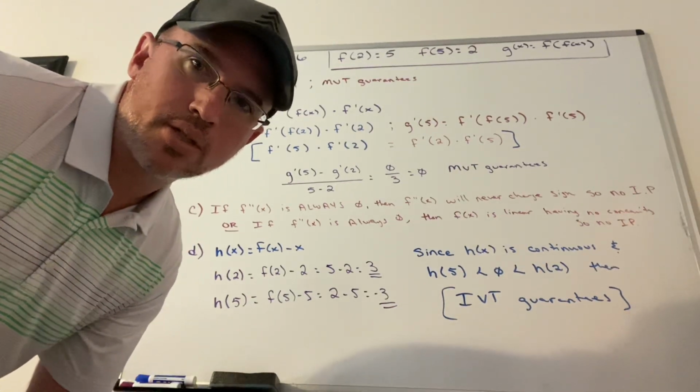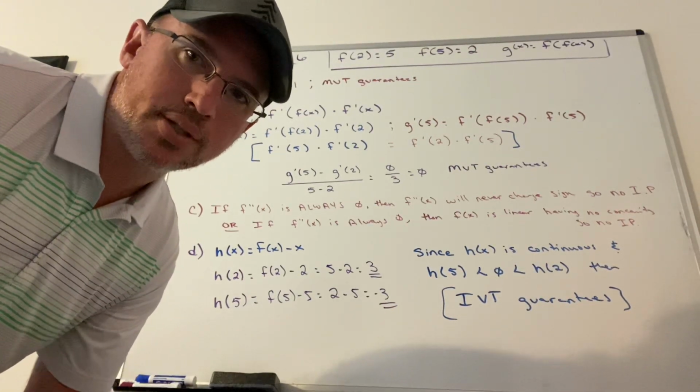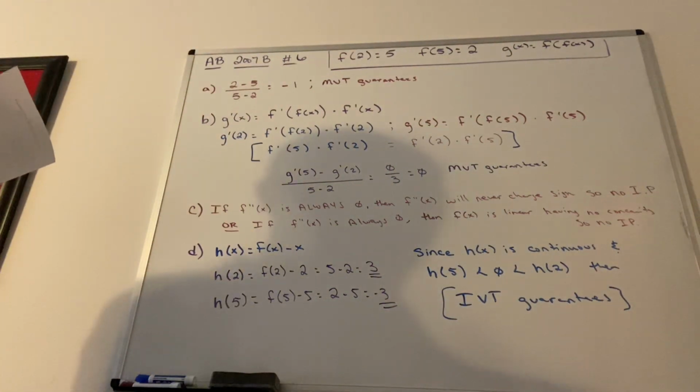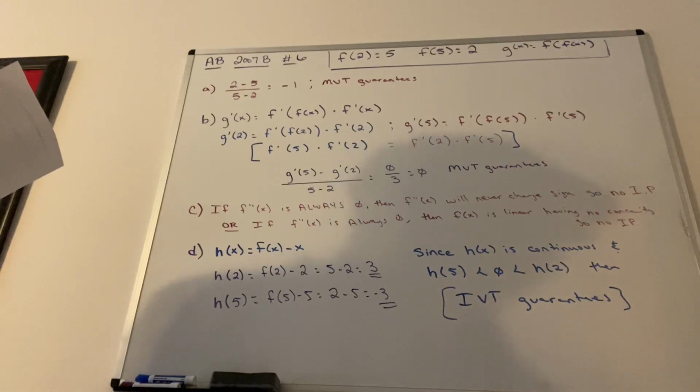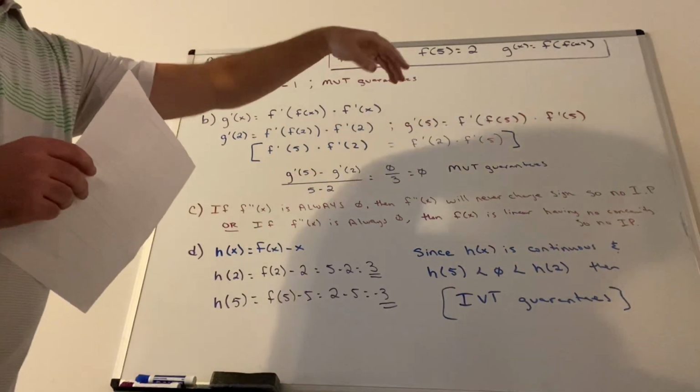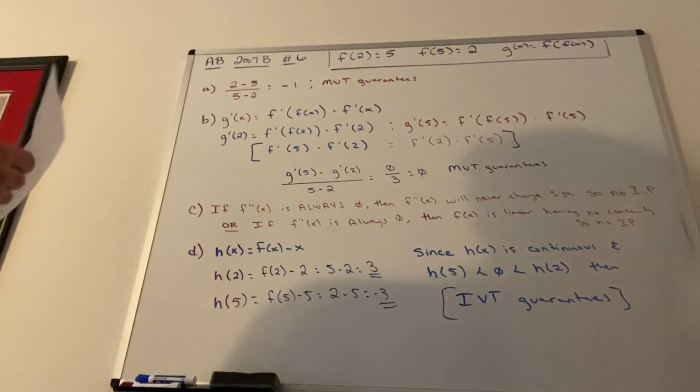All right, this is 2007 Form B, number 6. And in this question, you're told that f is twice differentiable, which means that it's continuous too. And you're told that f of 2 is 5, f of 5 is 2, and that g of x is equal to f of x.